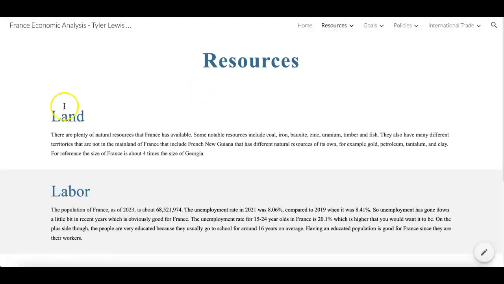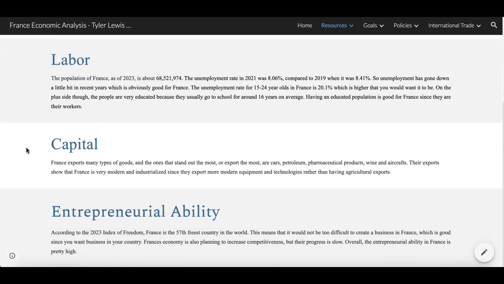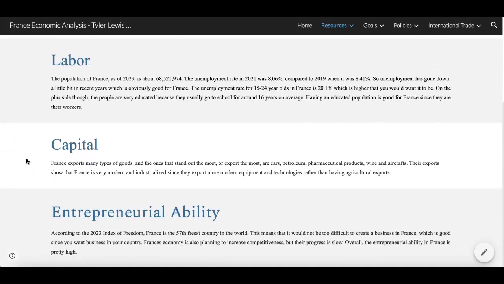To start, for the resources, France is a pretty big country, so that would in turn make them have a lot of natural resources, including coal, iron, timber, and fish. France also has a large population, but their unemployment rate is really high at 8% for the past couple of years. For their capital, they export stuff like cars, petroleum, and aircrafts, which would show that France is a modern and industrialized country. And for their entrepreneurial ability, they are the 57th freest country in the world, which shows that it wouldn't be too difficult to create a business in France.